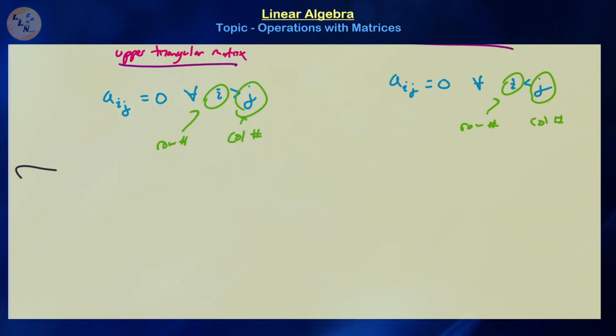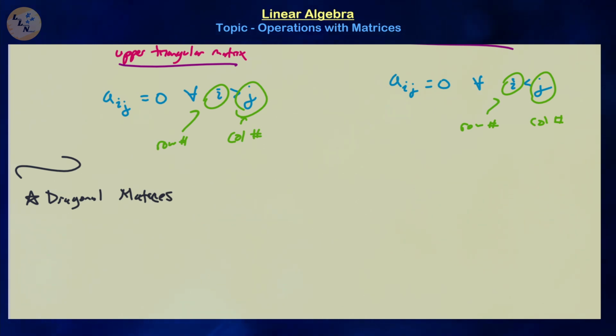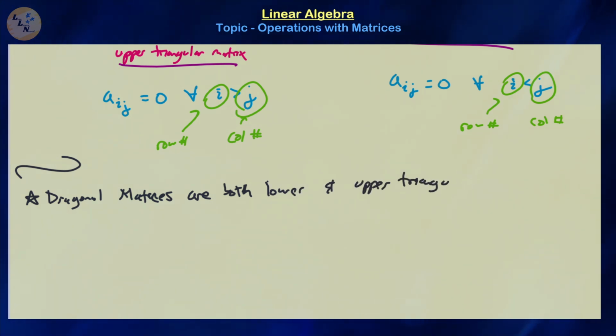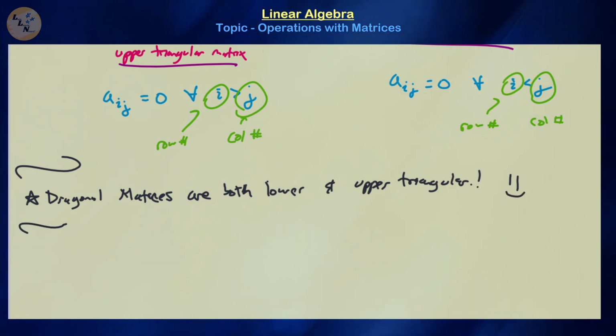A very important thing that needs to be mentioned is that diagonal matrices are both lower and upper triangular because we have zeros above and below the diagonal by definition. So that's a very important observation.